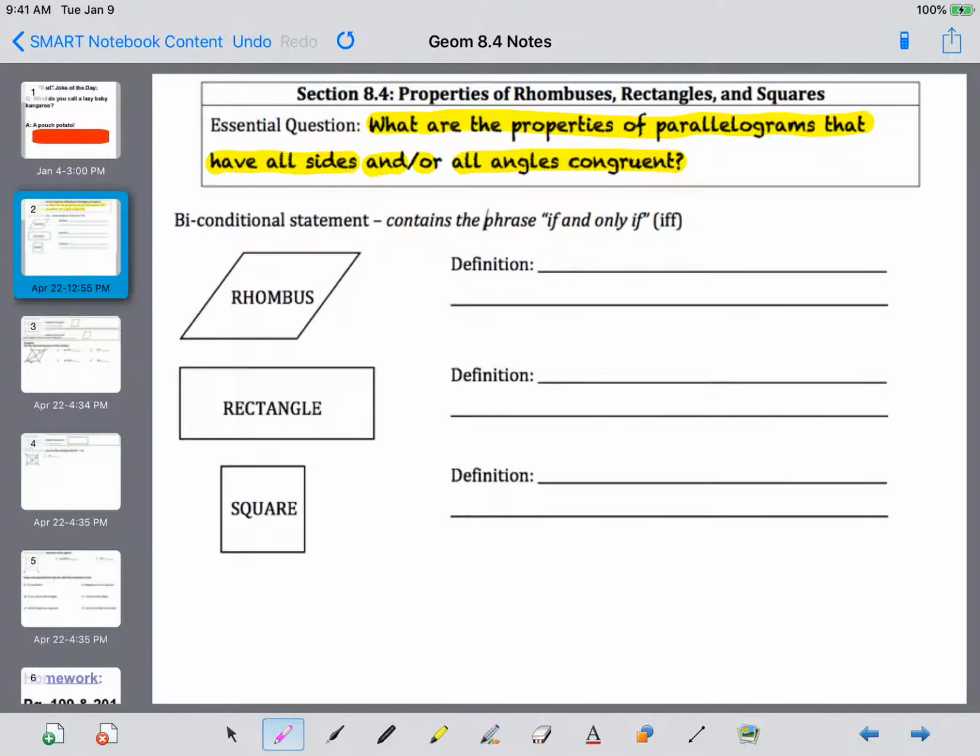Before we define those three types of quadrilaterals, we need to talk about a biconditional statement. That is simply a statement that contains the phrase if and only if, which in geometry means you can read it both ways. So the if and the then are interchangeable. We'll look at a couple of theorems that have that statement in it.